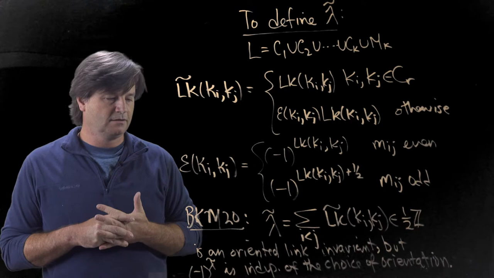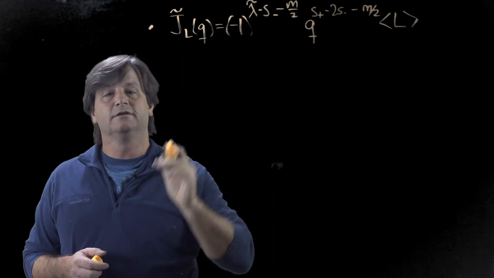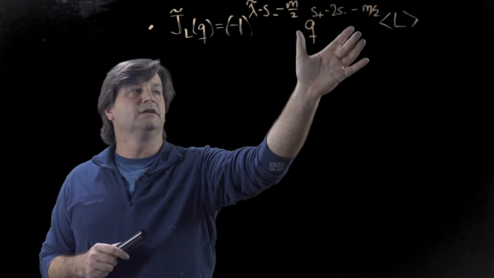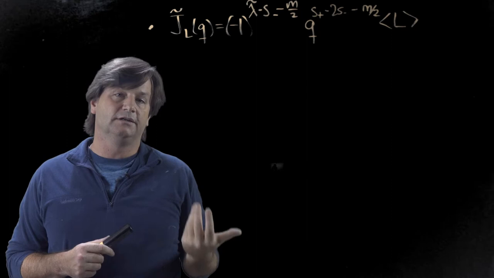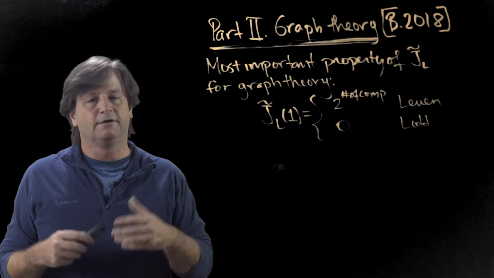Okay, so what do we have now? We have the unoriented Jones polynomial with the lambda tilde as defined that acts like a linking number and is the linking number in the case of a classical link. Together with the normalization factor, it actually gives us an unoriented version of the Jones polynomial. We now have an unoriented link invariant in the Jones polynomial, and we have this similar thing for Khovanov homology.